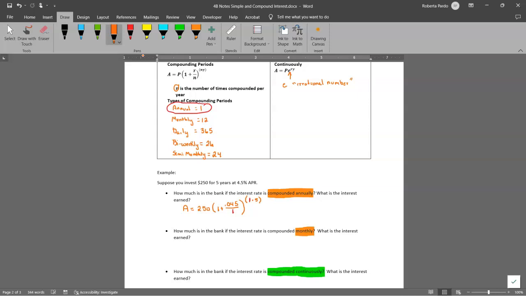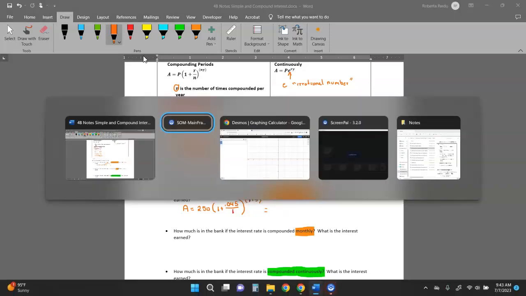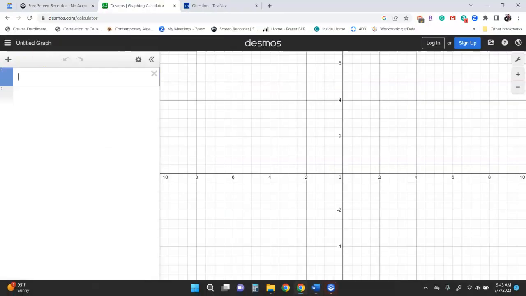Right? So I'm going to put this in Desmos just like I see it. I'm first going to show you Desmos. So we have $250, and then we have parentheses.